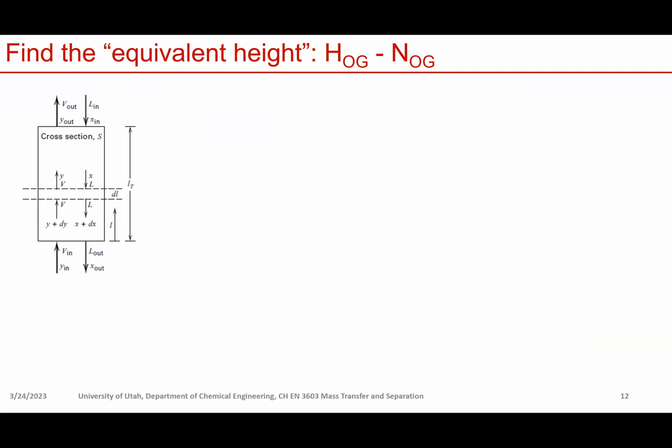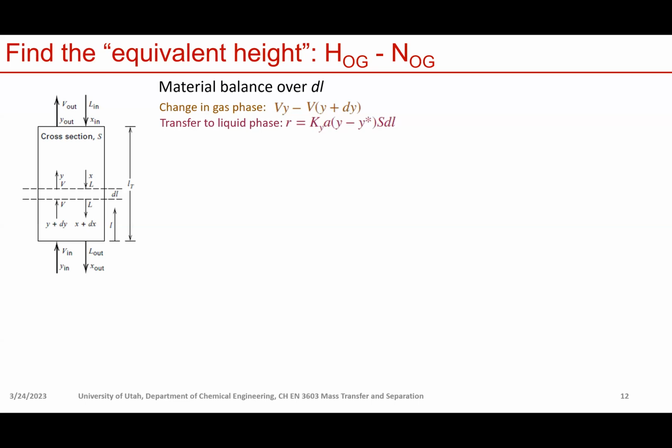To do that, like I said, now we know how to analyze the mass transfer between the gas and liquid phase. Let's just look at the packed tower. If we define a small control volume of infinitesimal thickness in the packed volume, we can do a mass balance in this small region, right? So the change in the gas phase composition is Vy, that's the solute flowing out, minus V times (y plus dy), that's the solute flowing into this region. We can also compute the solute being transferred into the liquid phase, right?